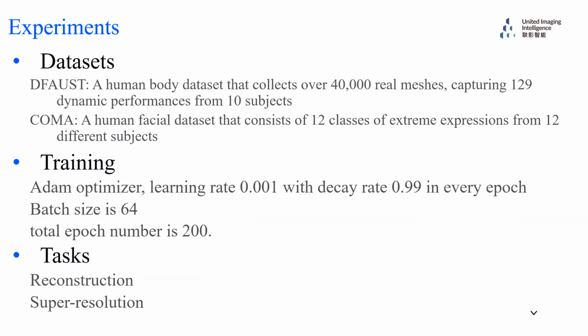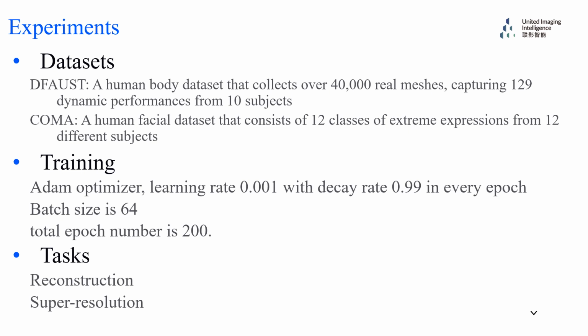To evaluate our method, we use two datasets. DFAUST is a human body dataset that collects over 40,000 real meshes, and COMA is a human facial dataset which consists of 12 classes of extreme expressions. We use the Adam optimizer. The batch size is set to 64 and the total epoch number is 200.